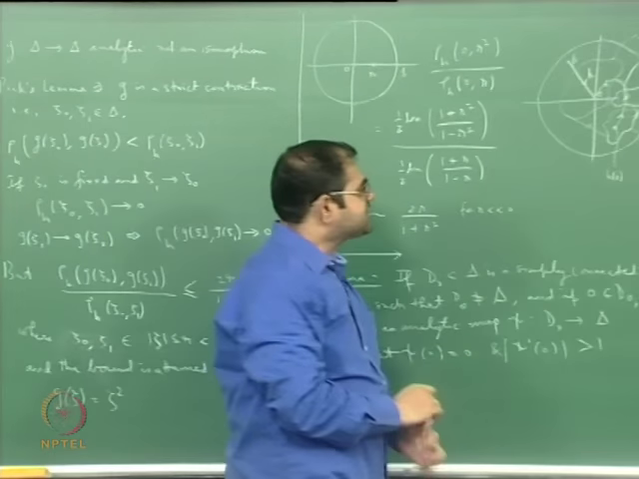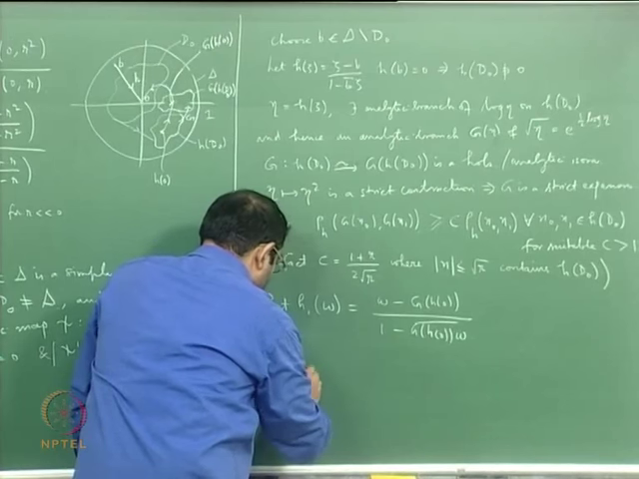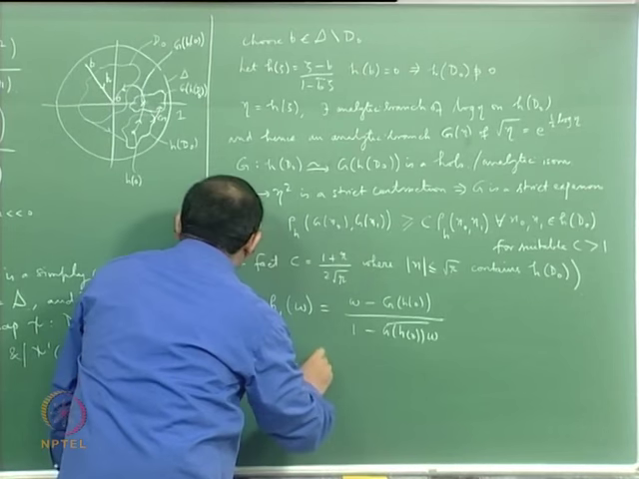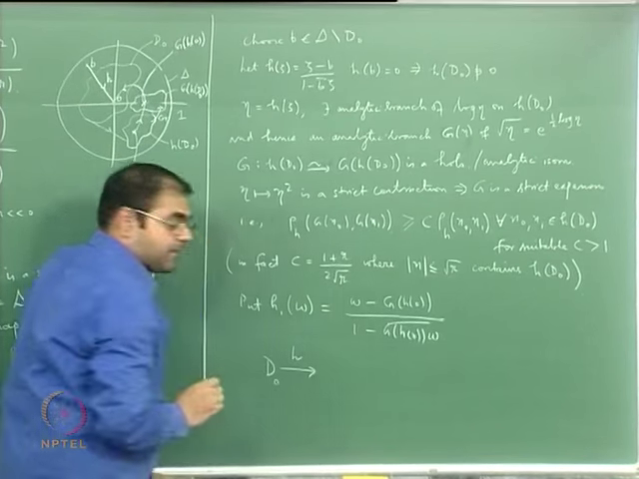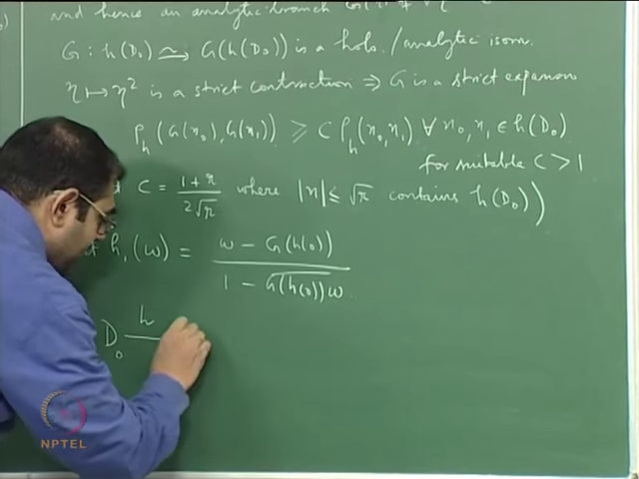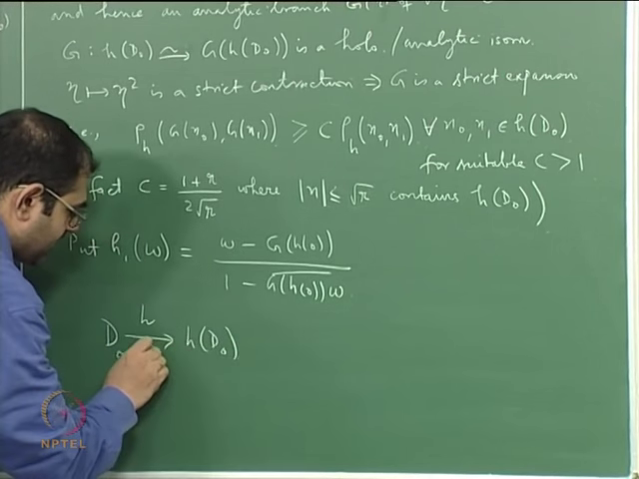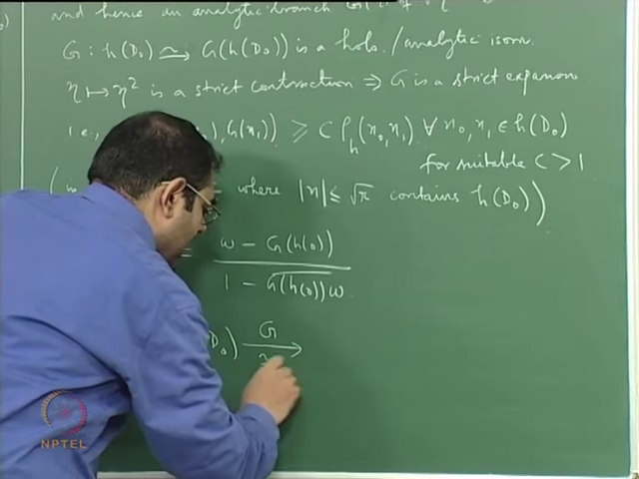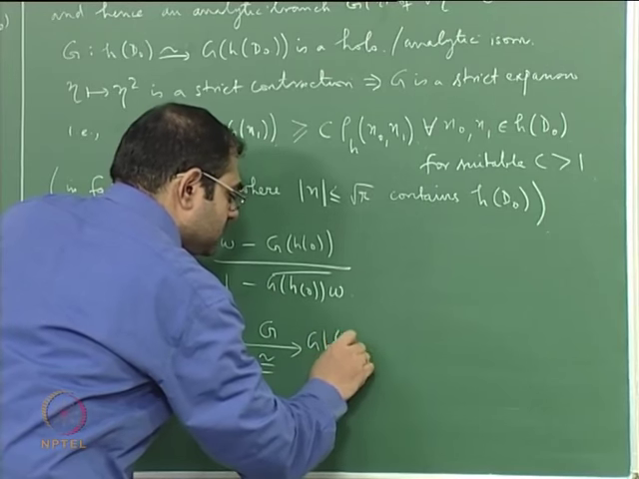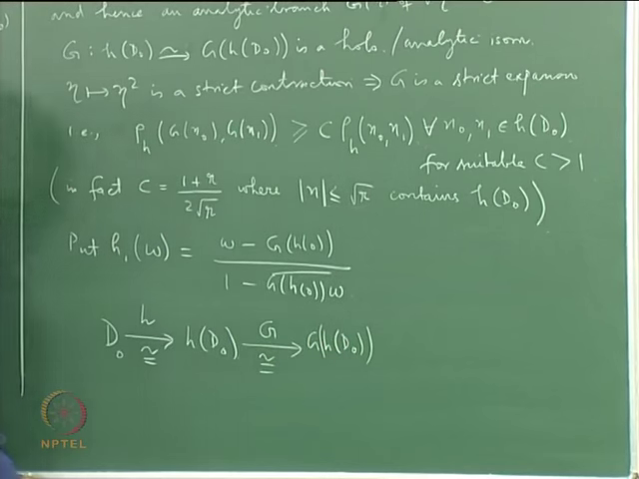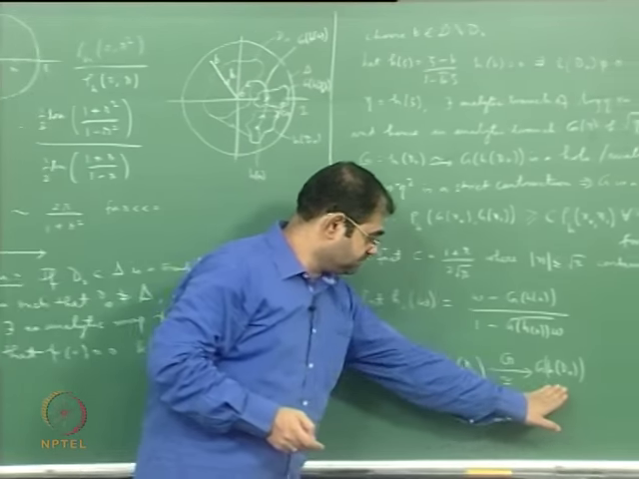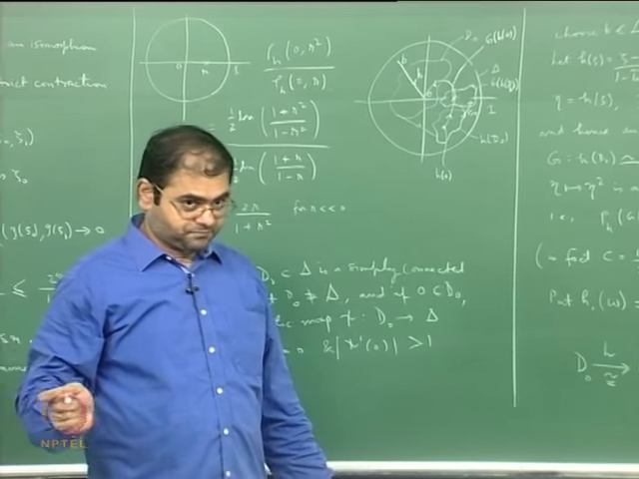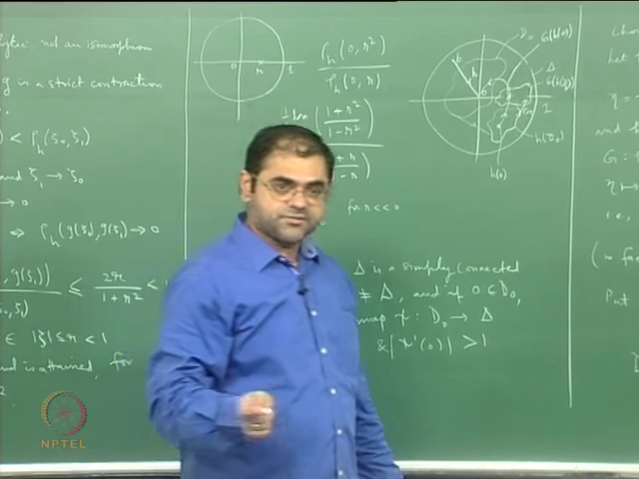So now I will consider this composite. I have D0, I first apply h, and I land inside h D0, that is an isomorphism. Then from h D0 I apply G and I land in G h D0. This is also, mind you, an isomorphism, because G is an analytic branch of the square root which is injective, and an injective holomorphic map is an isomorphism onto its image.